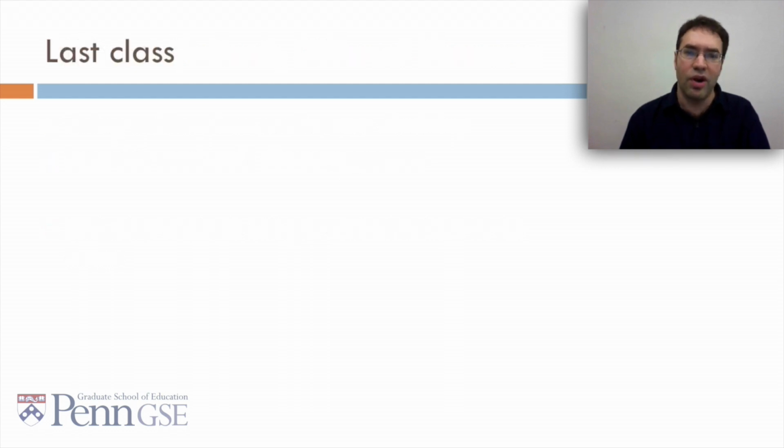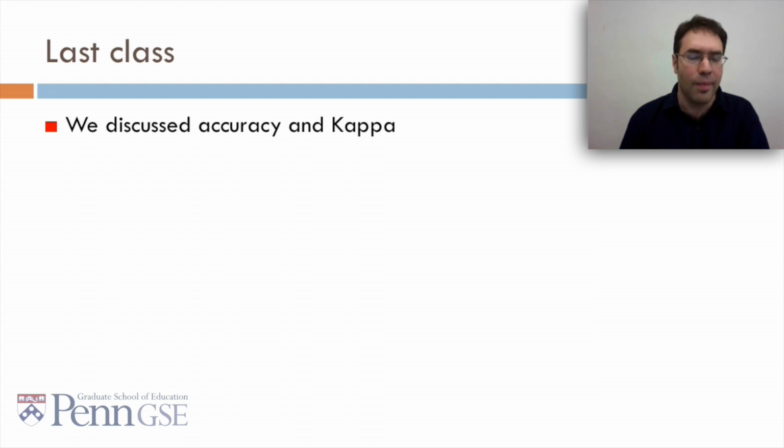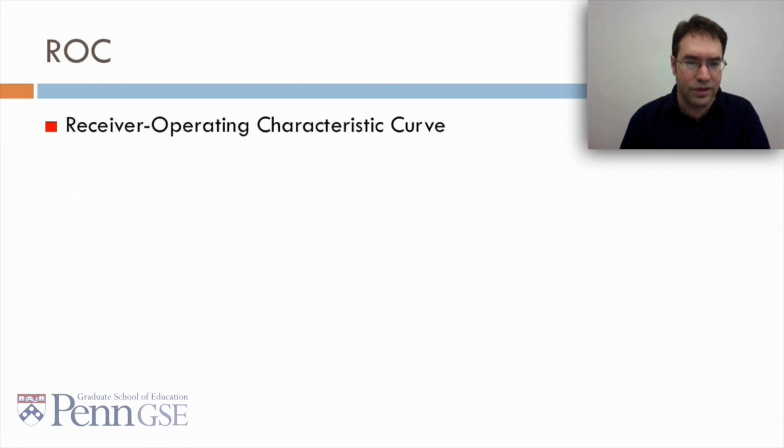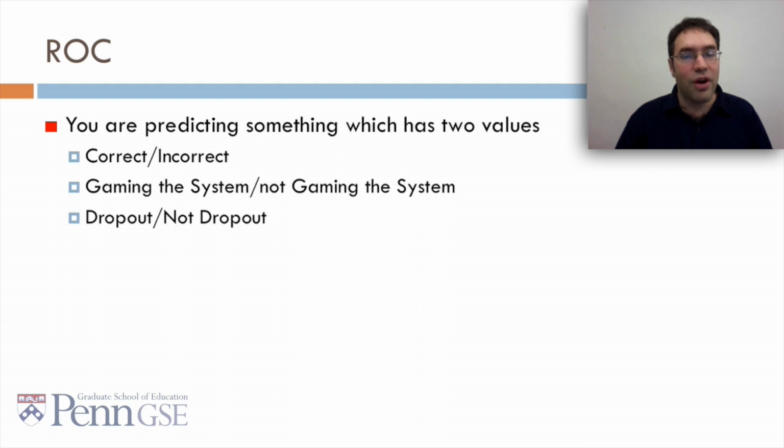Last class, as you may recall, we discussed accuracy and kappa. And today we're going to discuss additional metrics for assessing classifier goodness. The first is the receiver operator characteristic curve. With ROC curves, you're predicting something which has two values. Correct or incorrect is one example, or maybe gaming the system versus not gaming the system, or did the student drop out or not.